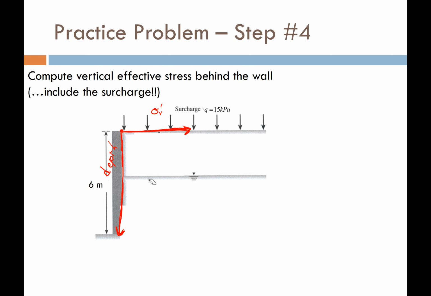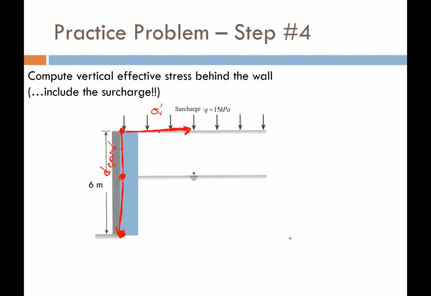So let's go ahead and calculate. What I like to do is pick key points in my soil profile. Key points are points where the soil layering changes. So let's identify all the places where the soil layers change. We have the top of the soil. We have this transition point between the two soil layers, and of course we have the bottom of the soil profile. So we have three key points in our soil profile.